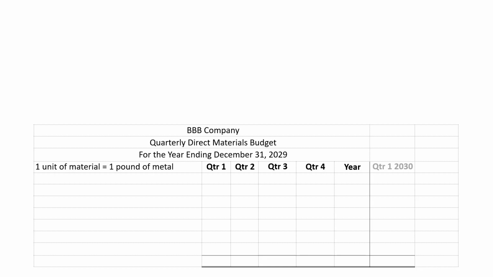Now we have good news and bad news. The good news is that the middle of the direct materials budget is mechanically identical to the production budget. The bad news is that the direct materials budget requires 2 extra rows at the top and 2 extra rows at the bottom.